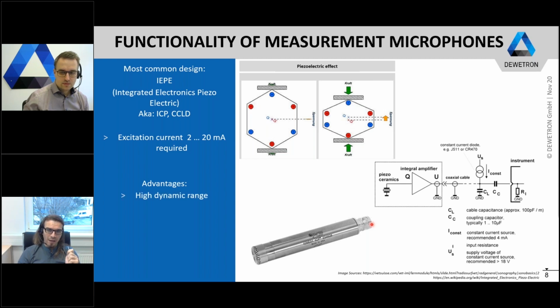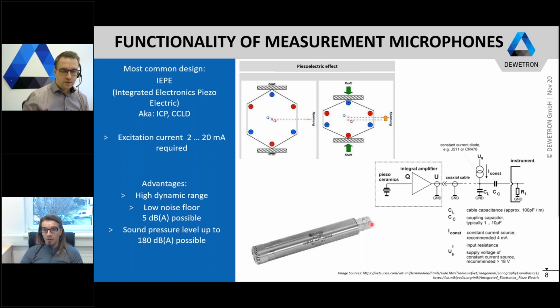You can realize a very high dynamic range with IEPE microphones. On the one hand, you can ensure low noise floor levels of less than 5 dBA. And on the other hand, you can also measure very high sound pressure levels up to 180 dBA. The behavior across the entire signal and frequency range is very linear. And by using coaxial cables, cable lengths up to 100 meters can be realized.